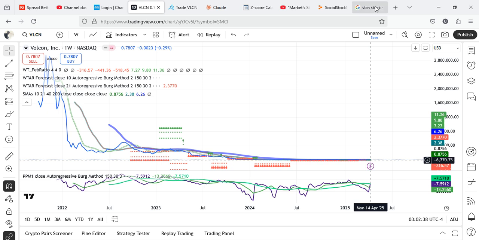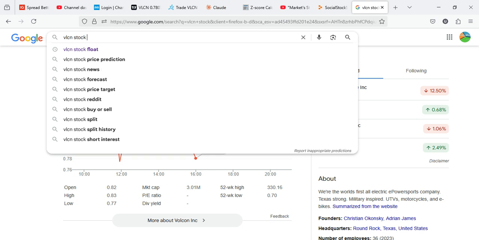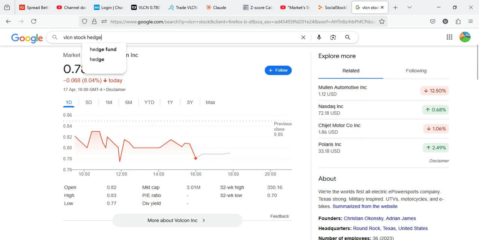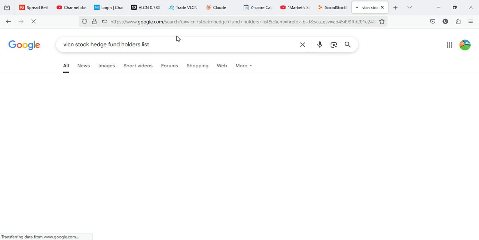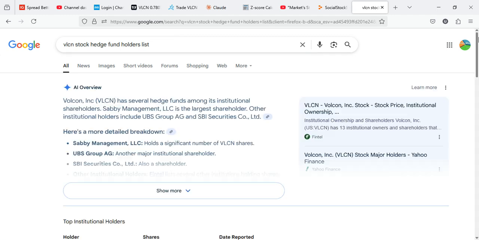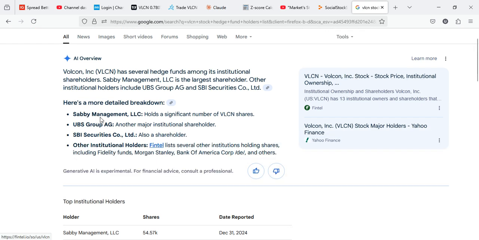I don't exactly know if any hedge funds are holding the stock. Let's see whether we can find any hedge funds. Okay, UBS Group is holding them. So that's one prominent one. I guess they would have done their due diligence if they're holding the stock. They also have here Fidelity, Morgan Stanley. So even at that, it's not really.